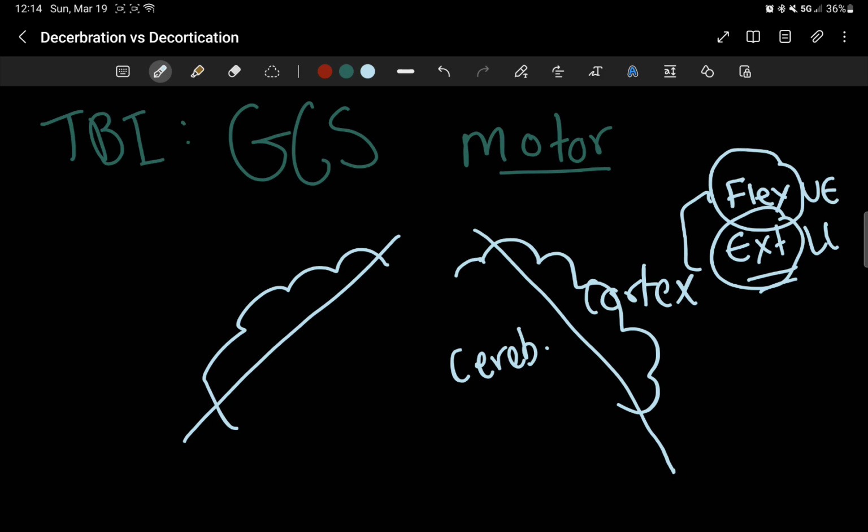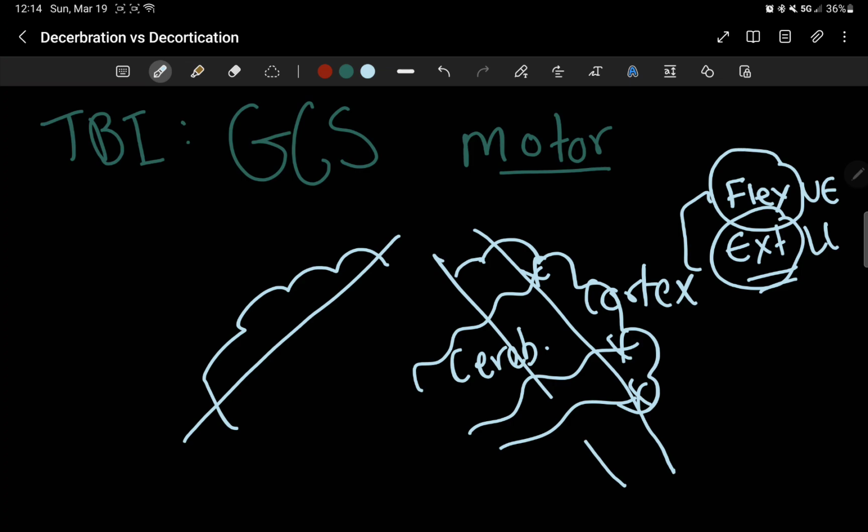As for why it's decorticated, think of the blood supply going this way. Again, this is not an anatomically correct drawing, just a simple way to explain it. The area that gets ischemia first is the cortex, and then the cerebrum. Think of any lesions above the red nucleus.